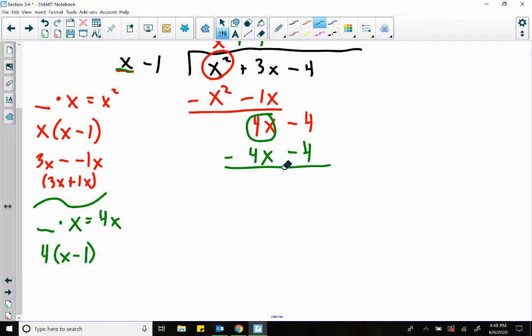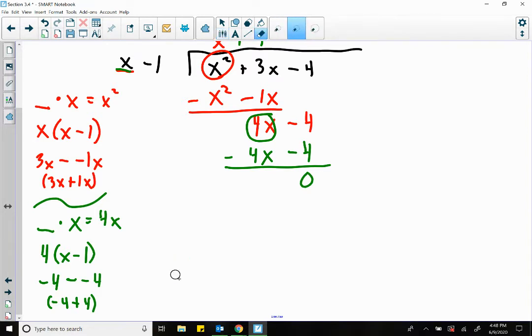And then I always look at what I have over here. So I have a negative 4 minus a negative 4. So no, this is not negative 8, if that's what you were thinking. But what happens is a negative by a negative becomes plus. So this is really just negative 4 plus 4, which is 0. And the best part, because this is 0, I stop. I'm done.